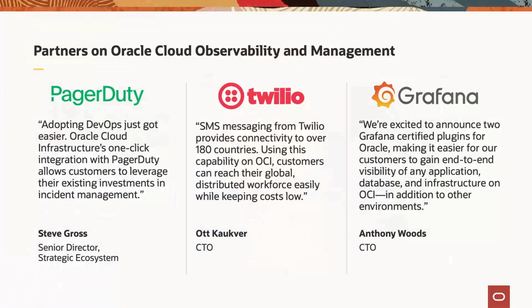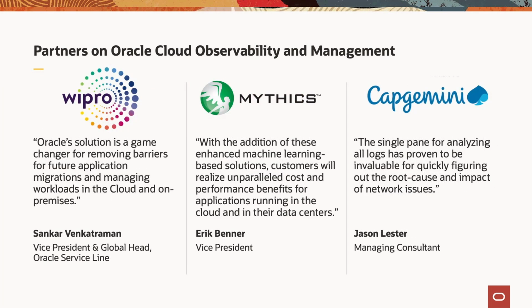We talked earlier about how multiple different customers have been working with us to make sure that our platform solves all of their issues. In addition, we've been working with many different partners. So we've been working with PagerDuty, Twilio, as well as Grafana to make sure that our ecosystem plugs directly into their ecosystem. In addition, we've also been working with different system integrators, companies like Wipro, Mythix, and Capgemini, to ensure that our platform is usable not just by end customers directly, but by third-party partners who need to manage the most complex customer workloads.